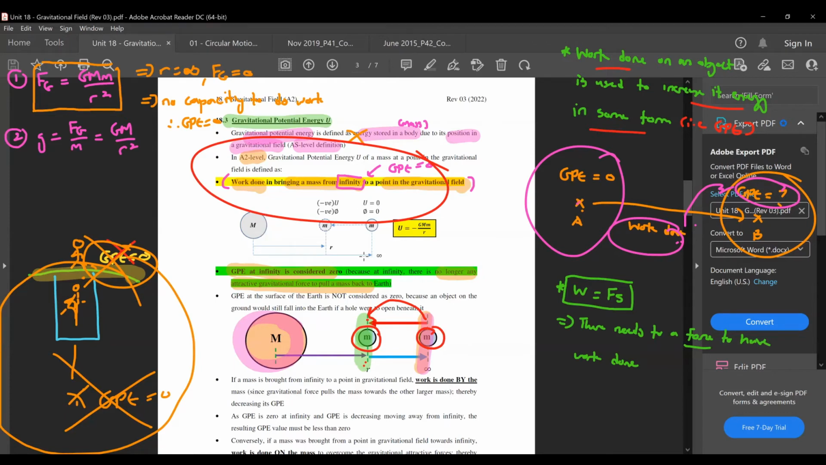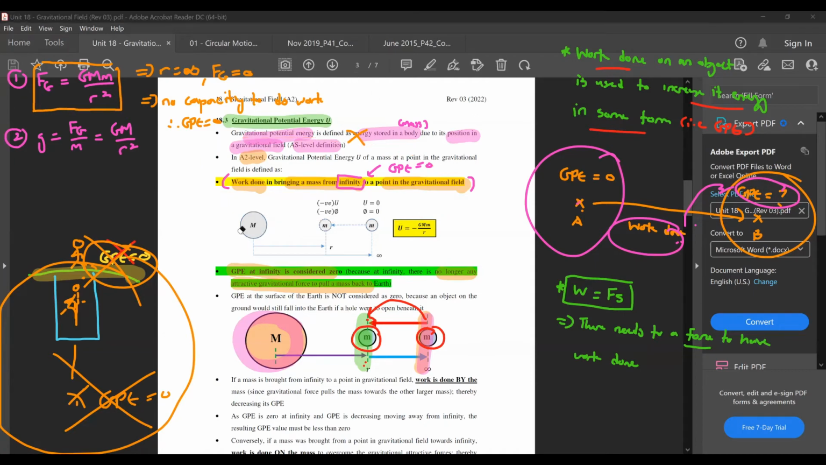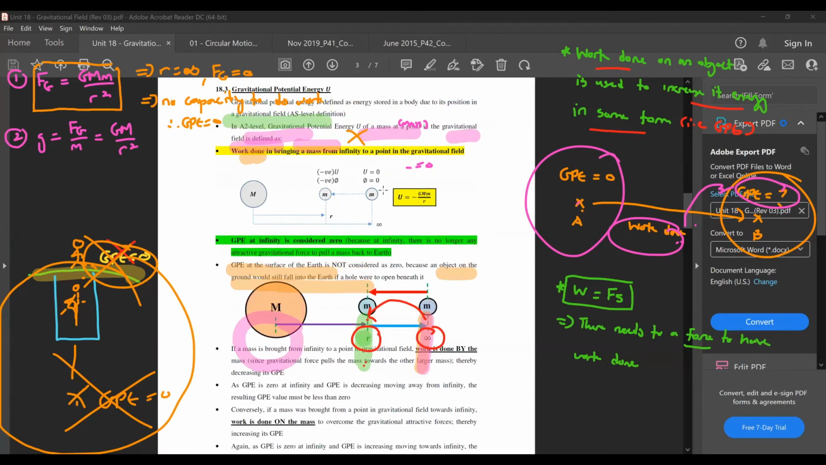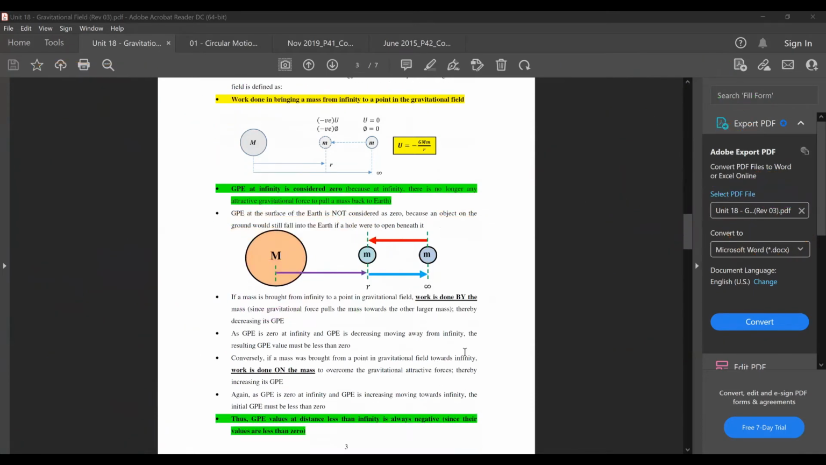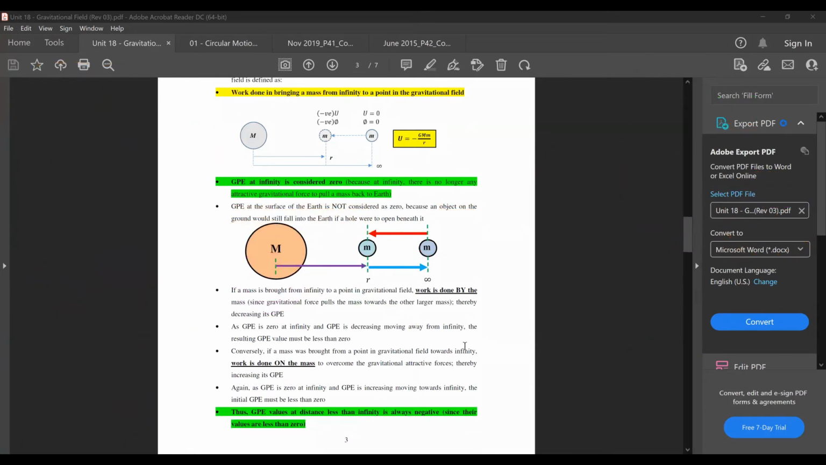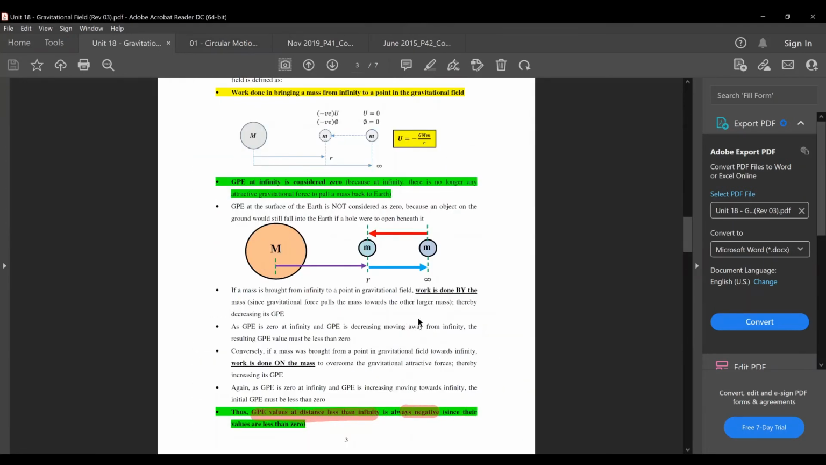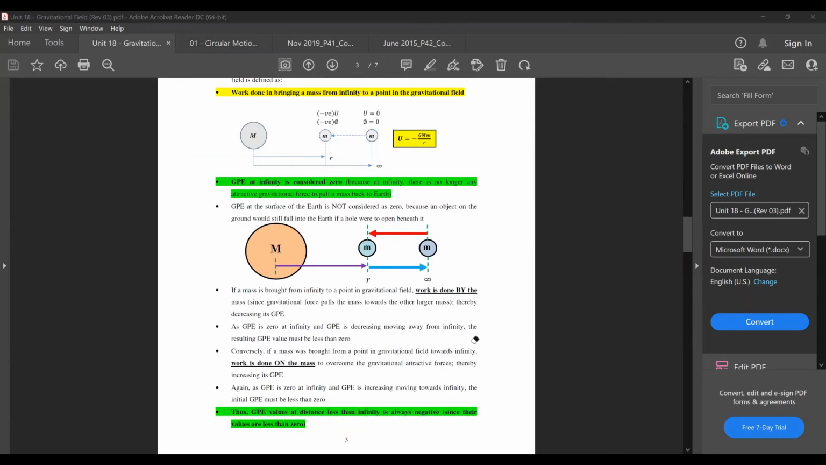So another thing that you should probably know is this. When we're talking about GPE values at a particular point, GPE values at less than infinity will always be negative. Now, there's a reason why we say that GPE values will always be negative. You can look at it in a number of ways, in two different directions actually. So what do I mean by that is this.